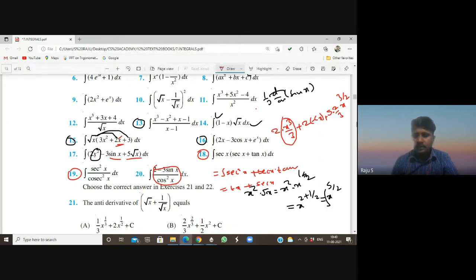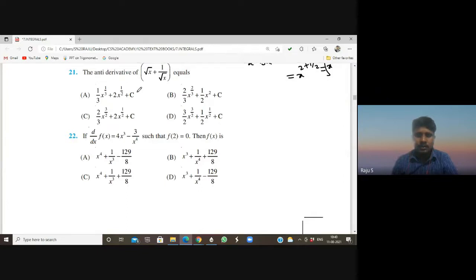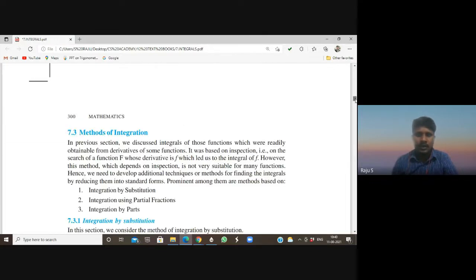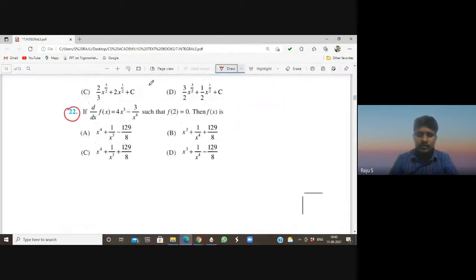Next, I'm going to start these questions. Yesterday I think we have done the 21st question. The 22nd question I'll explain, then I can give the break. What is the answer? You tell me the answer for this question.